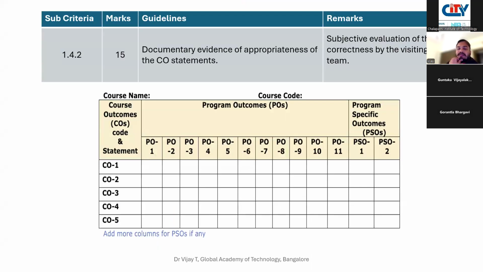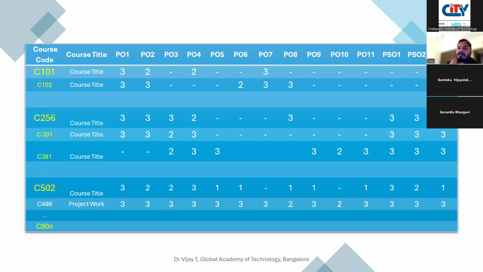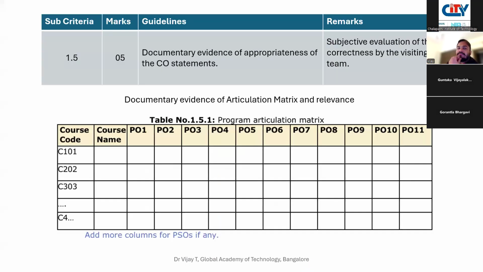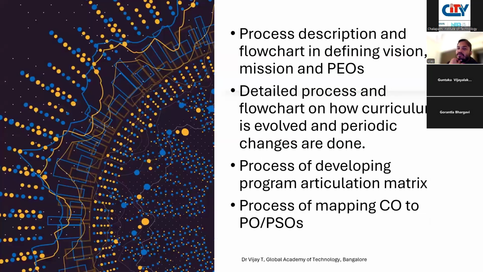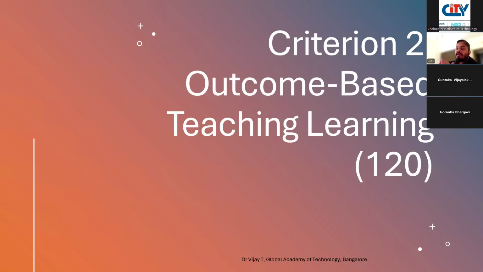So this is another table, the last one for criteria one: documentary evidence of appropriateness of the CO statement. For each program, say 8 to 10 programs, you will take core courses and show it in the SAR. Documentary evidence of appropriateness of CO statement is the justification of why CO1 is mapped to PO1 at level 3, or CO1 is mapped to PO2 at level 2. You need to write the justification for each of these statements, and those copies have to be available in the individual course files. So that is all about criteria 1.